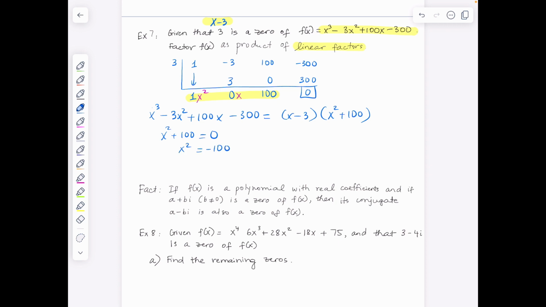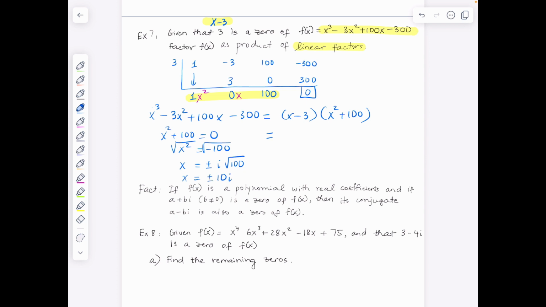We should get -100 over here. And then take the square root of both sides. That should give us x equals plus or minus the square root of -100. So remember when we talked about complex numbers or imaginary numbers, this will become i square root of 100. And that can be simplified to plus or minus 10i.